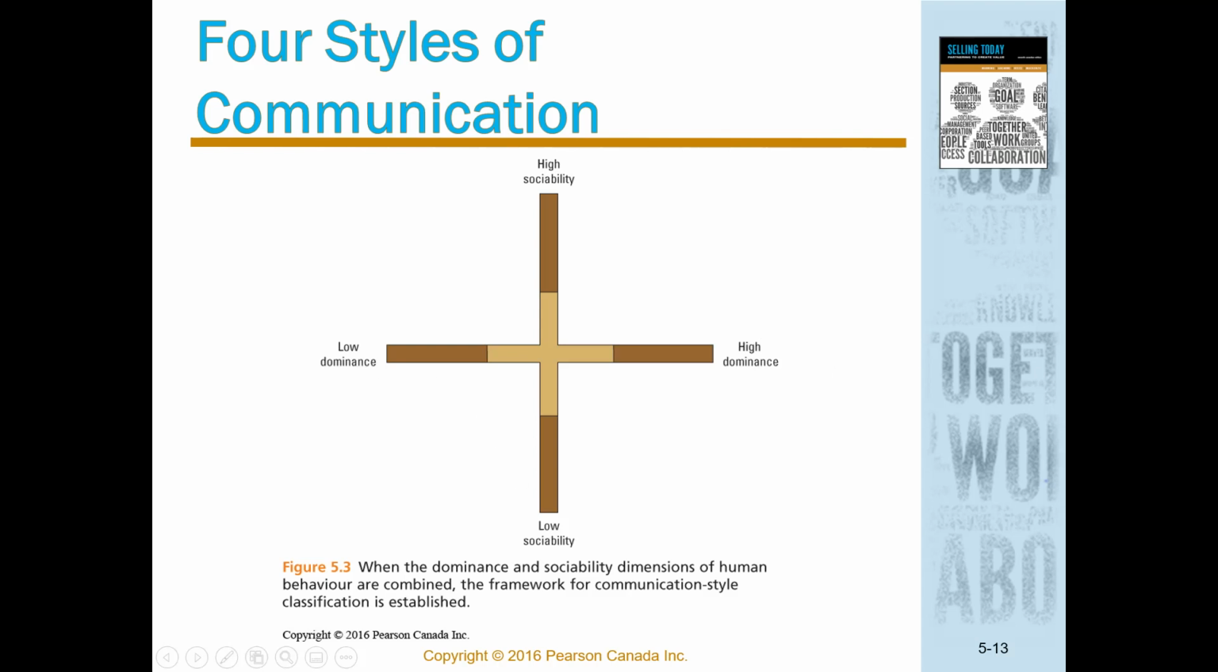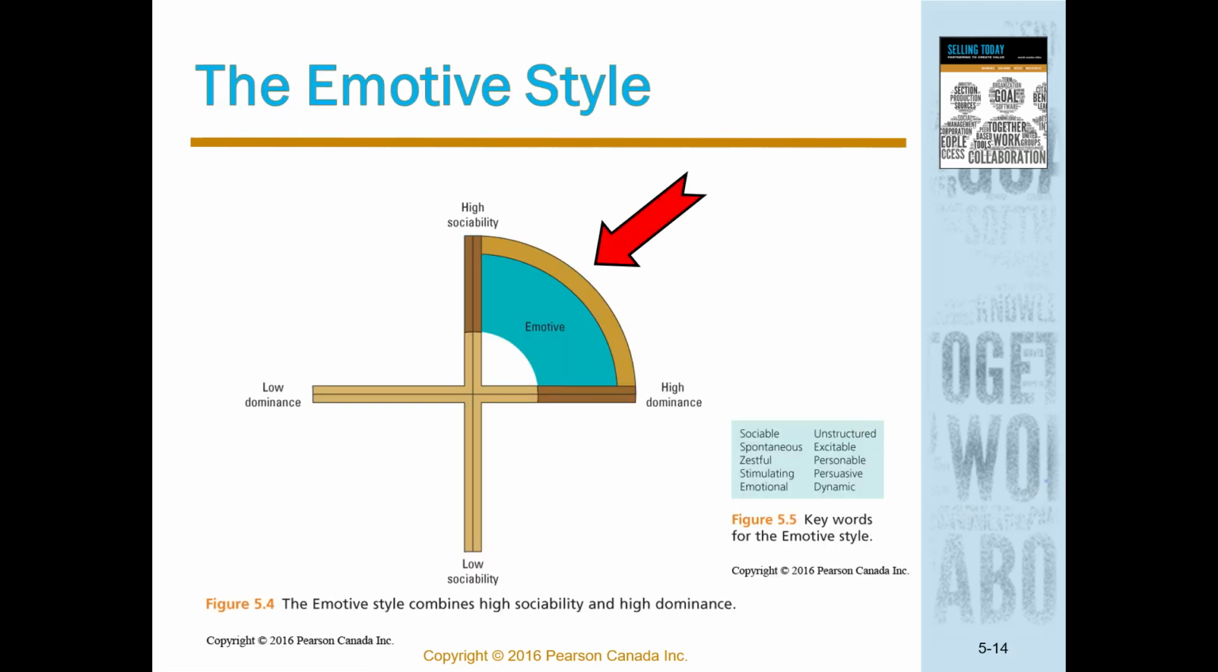So let's now look at the four. You can just tell by this that there are four styles. One is inside here, another one here, another one here, another one here. The first style is emotive. You might know this also as expressive, or if you look at colors, this would be the color yellow. Emotives or expressives are yellow, and they are high sociability and high dominance. They're the only ones that have high dominance and high sociability.